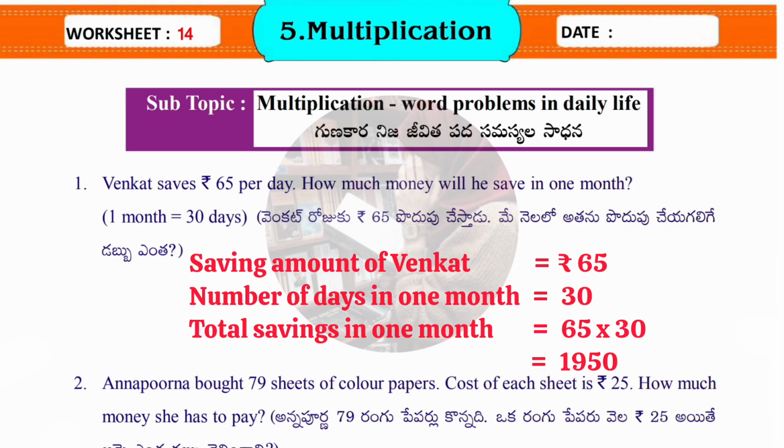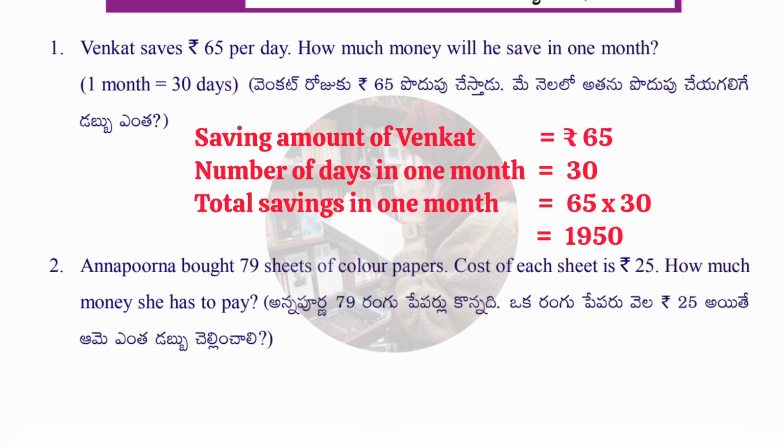I told you, keep the 0 aside and do the multiplication for 65 multiplied by 3. 3 5s 15, write down 5, 1 carry forward, 3 6s 18, 18 plus 1 is 19. So you will get 195, and write down that 0 also. You will get the total of 1950. So this is the amount he saves in 1 month.